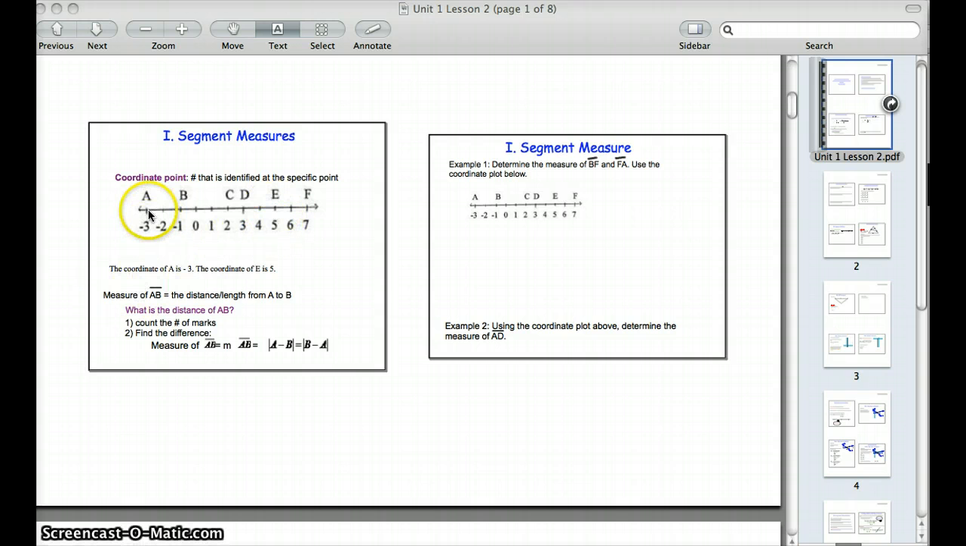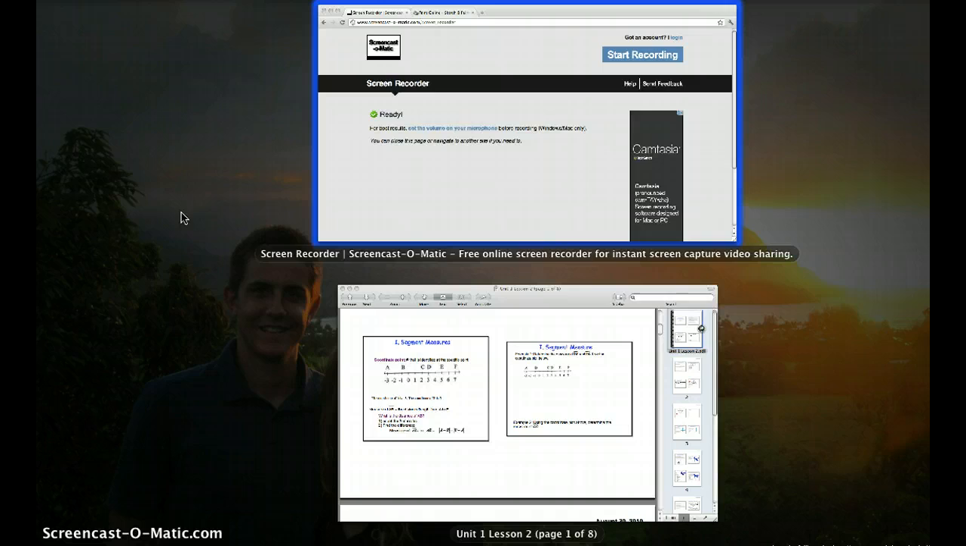Okay, so the measure of AB is the distance or the length from A to B. Now, what is the distance of AB? We're just going to go ahead and count the marks. The distance from A to B is 1, 2, and you actually don't count this first one, so it's actually 1, 2. Now we're going to go ahead and do it mathematically. So AB equals A minus B. Let's go ahead and do that on paint.